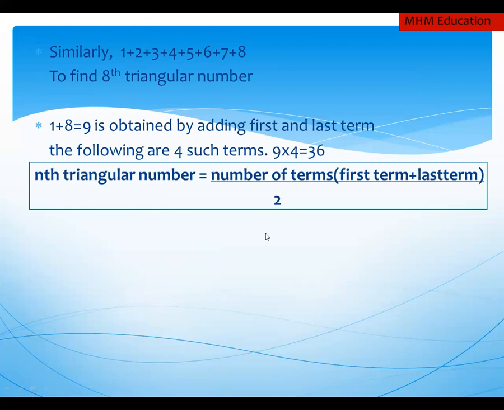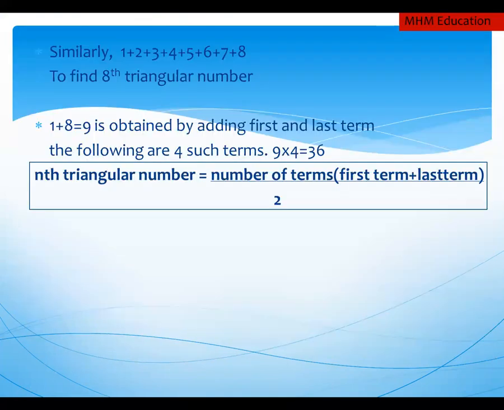number of terms divided by 2 into first term plus last term. According to this, 8 by 2 into first term plus last term, where 1 plus 8 is 9. So 8 by 2 is 4. 4 into 9 is 36.